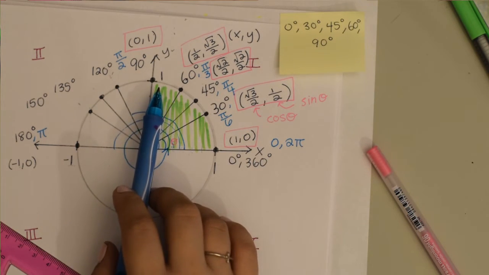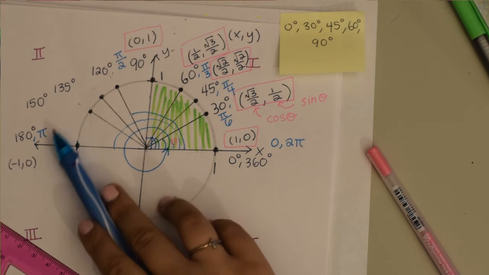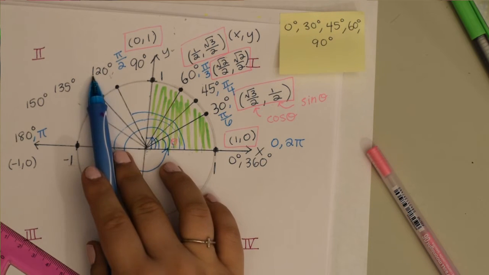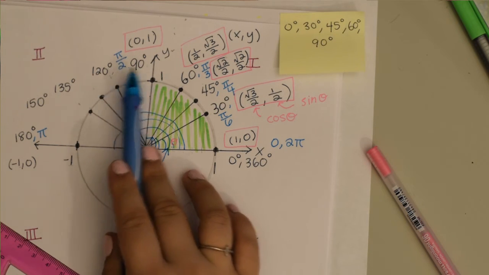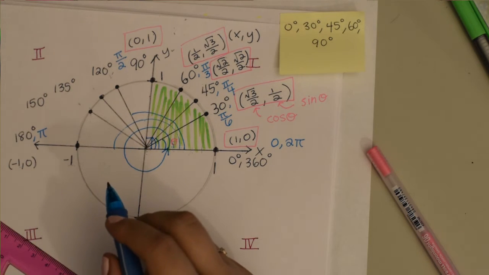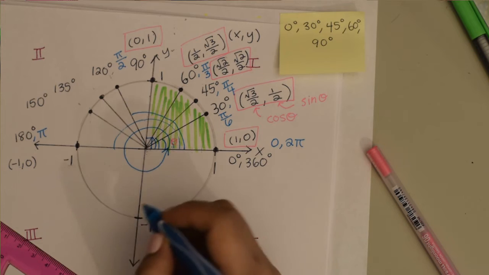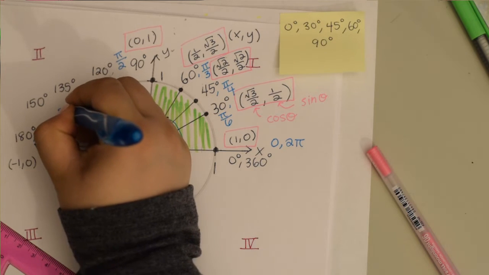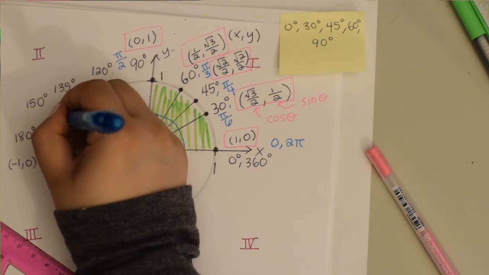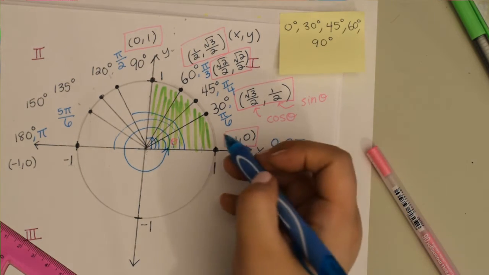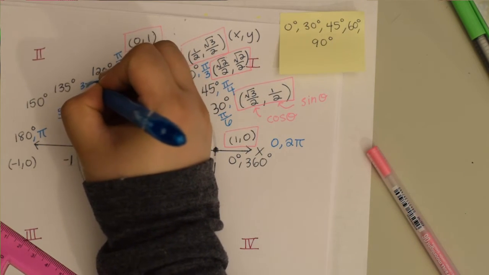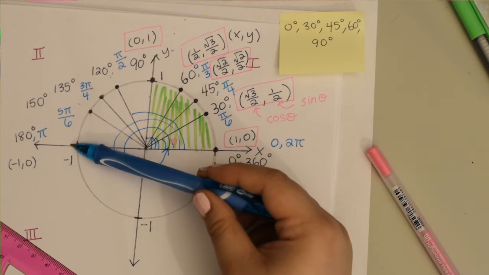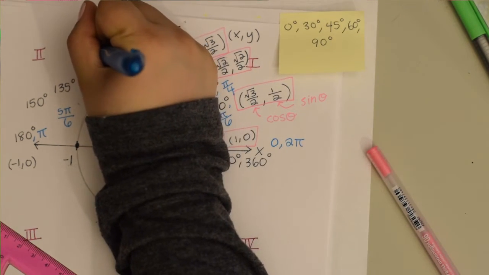You can either try and convert them, or you can do pi minus pi over 6 is 5 pi over 6, that kind of stuff. Or you can just divide by 180 and multiply by pi for each of these values, whichever way you like. So pi minus pi over 6 is 5 pi over 6. And then pi minus pi over 4 is 3 pi over 4. And then pi minus pi over 3 is 2 pi over 3.